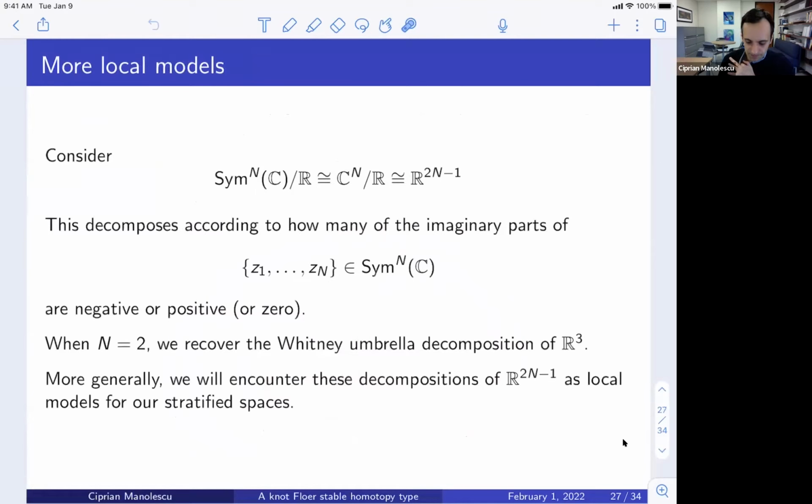So in general, the moduli spaces with bubbles are going to have singularities modeled on just one model. For each N, we have this space, the symmetric product of the complex plane divided by translation, which is just R^(2N-1). So it's a Euclidean space, but it has a decomposition according to how many of the imaginary parts of these z_i are negative, positive, or zero. This is a generalization of the Whitney umbrella, which is N equals two. So it's a decomposition into singular spaces, but all together they form a Euclidean space. These are the local models for our stratified spaces, so we have to construct spaces with these local models.